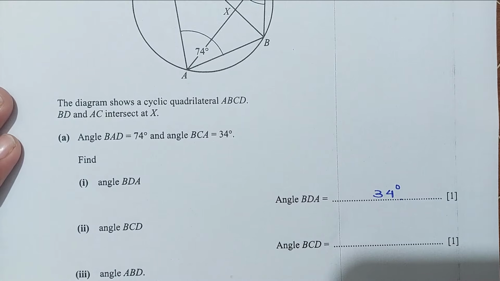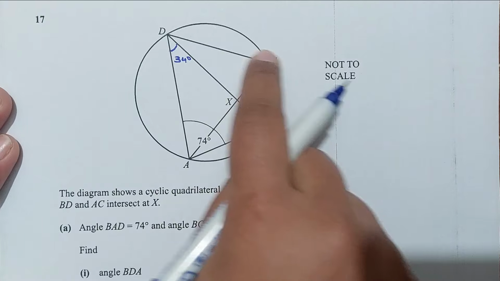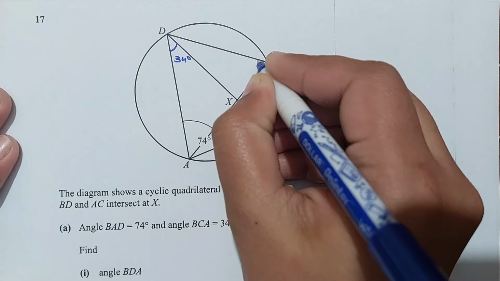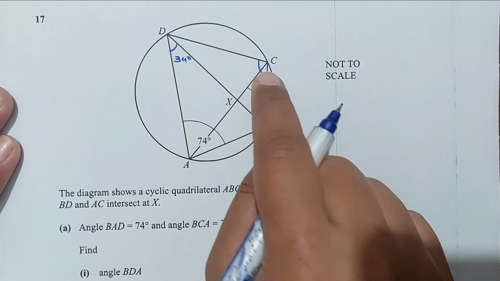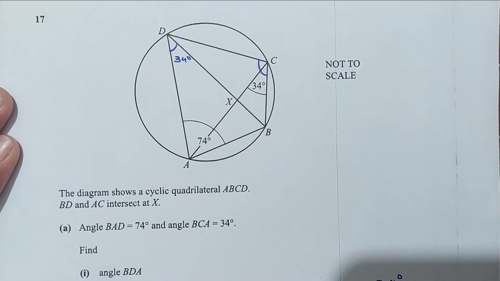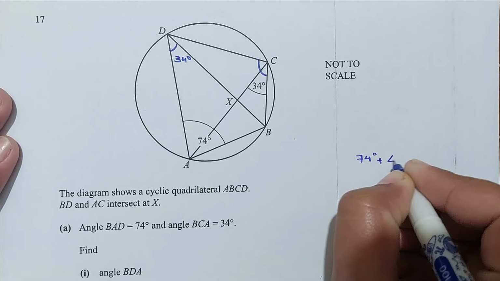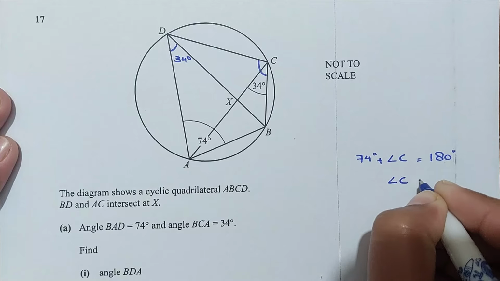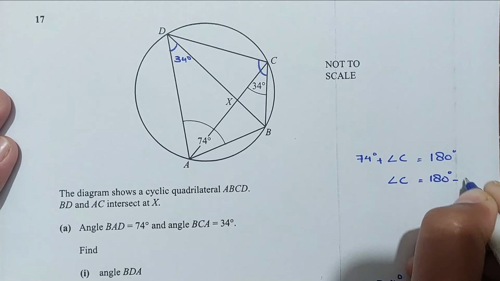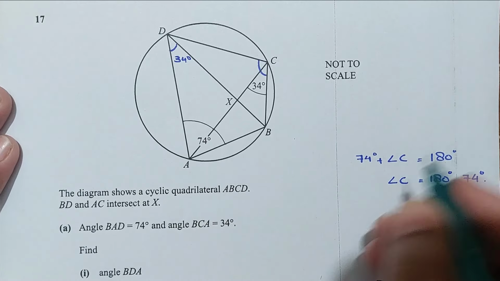Okay, now for the second part, angle B, C, and D. Where is B, C, D? This whole angle we have to calculate. All right. So for this, we know that opposite angles in a cyclic quadrilateral add up to 180, right? So the opposite angles are 74 degrees plus the angle C. They add up to 180 degrees. To find that angle C, from 180 degrees we have to subtract 74 degrees, right? Let me do the calculation.